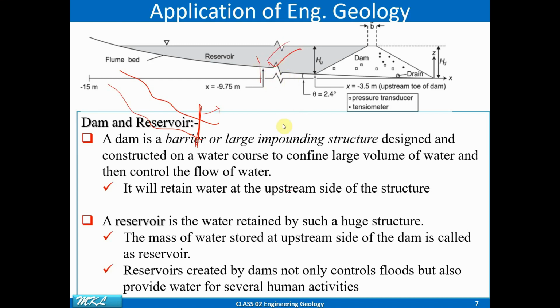So what do you mean by reservoir? A reservoir is the storage, the basinal, bowl-like structure associated with or adjacent to the dam, where water is stored due to the dam. The mass of water stored at the upstream side of the dam is called the reservoir. Reservoirs have several objectives: reservoirs created by dams not only control floods but also provide water for several human activities.